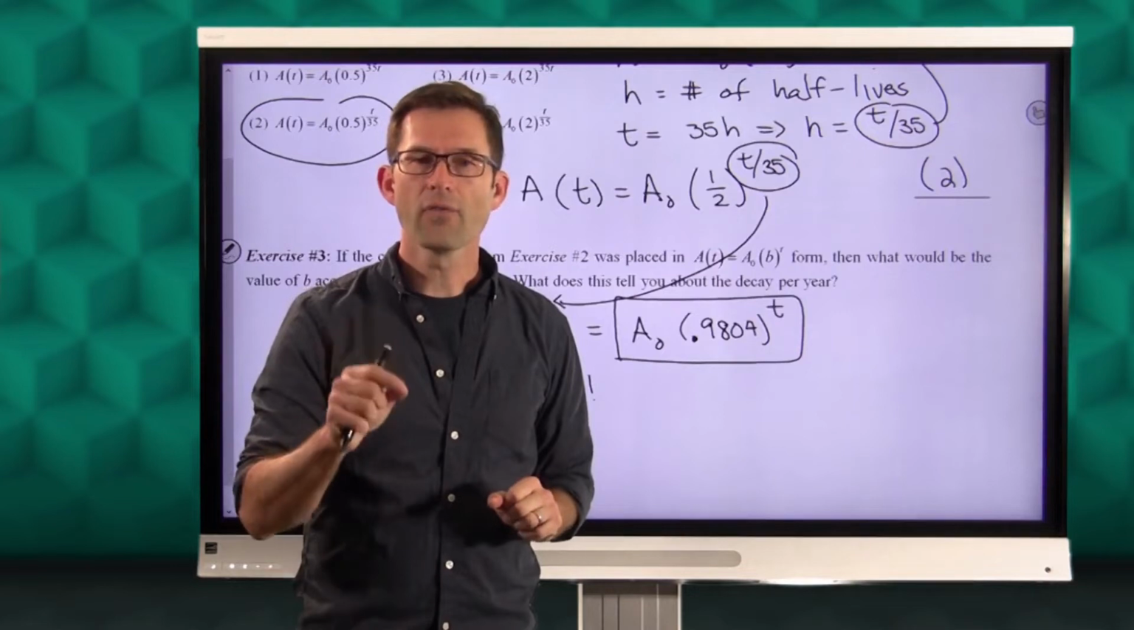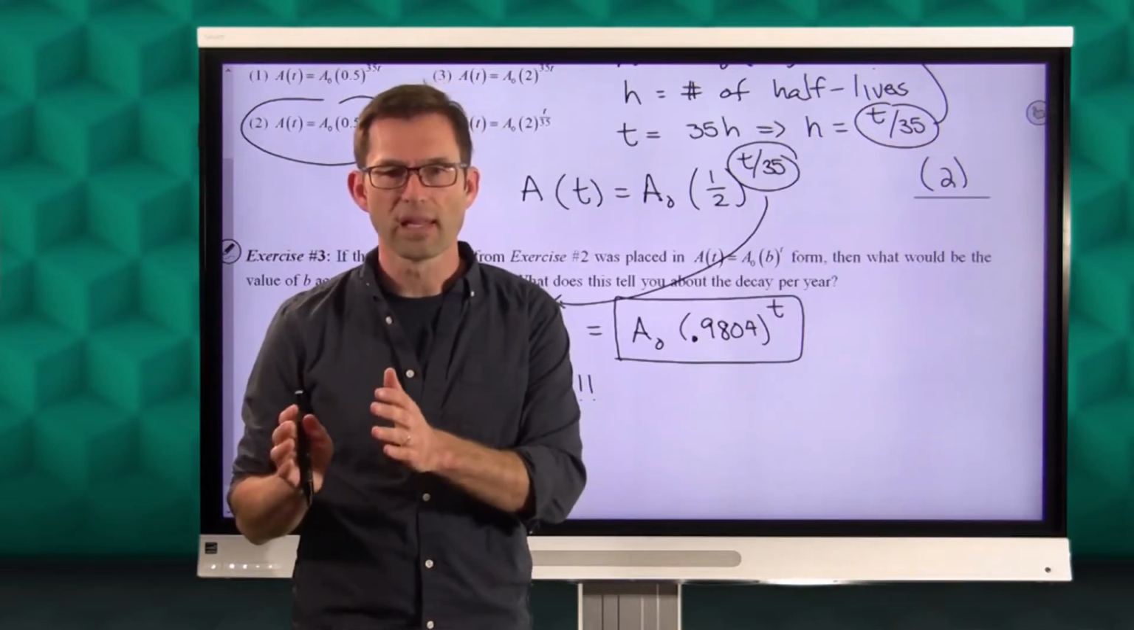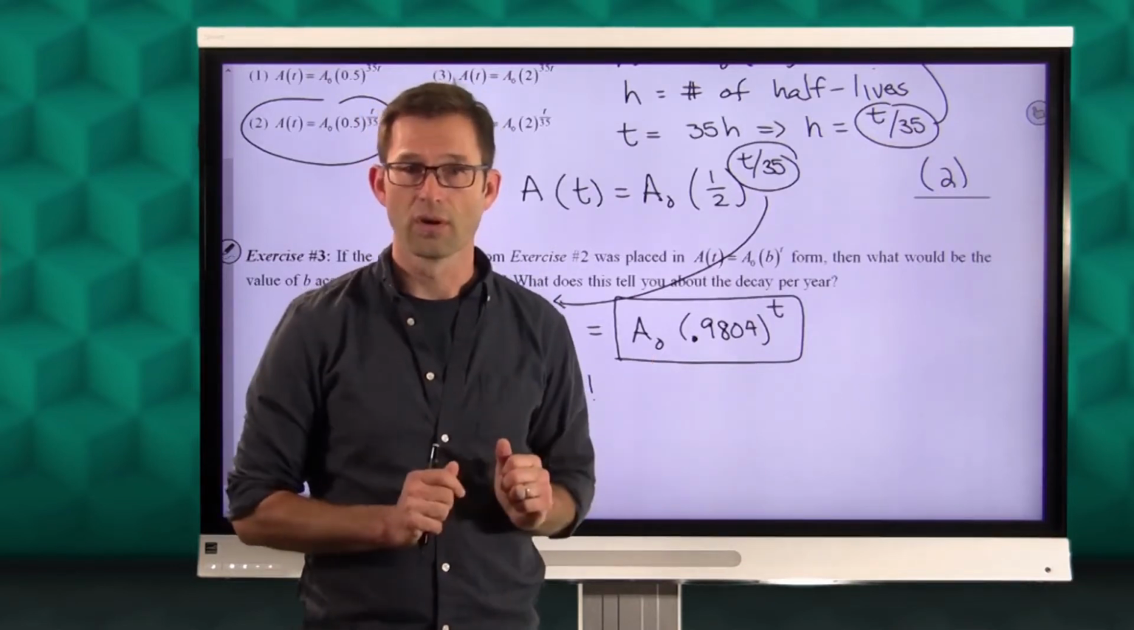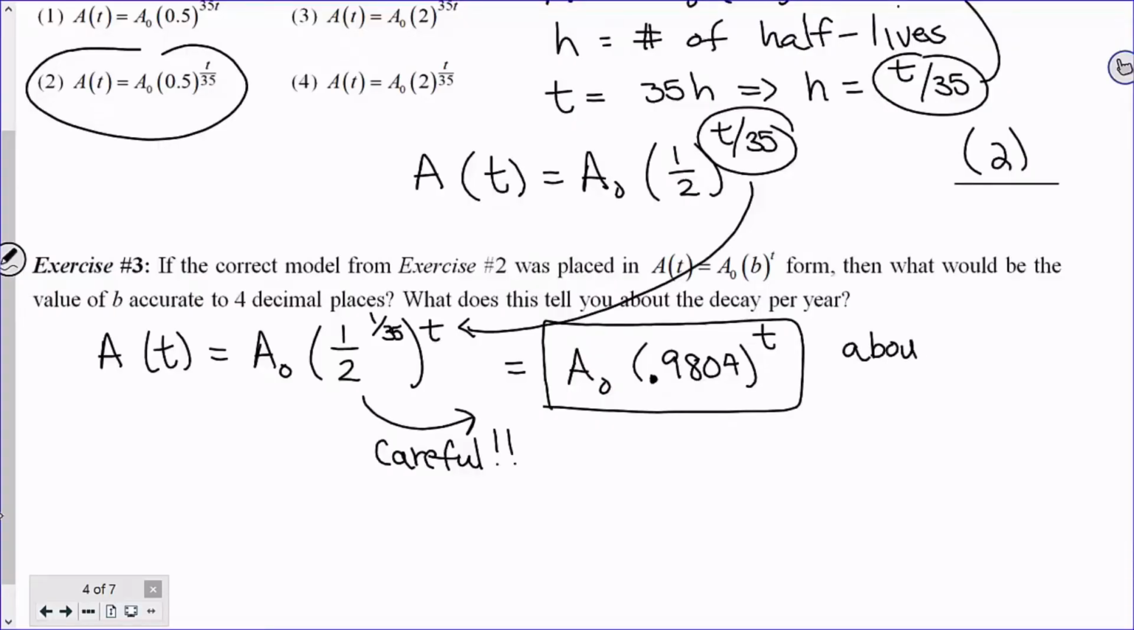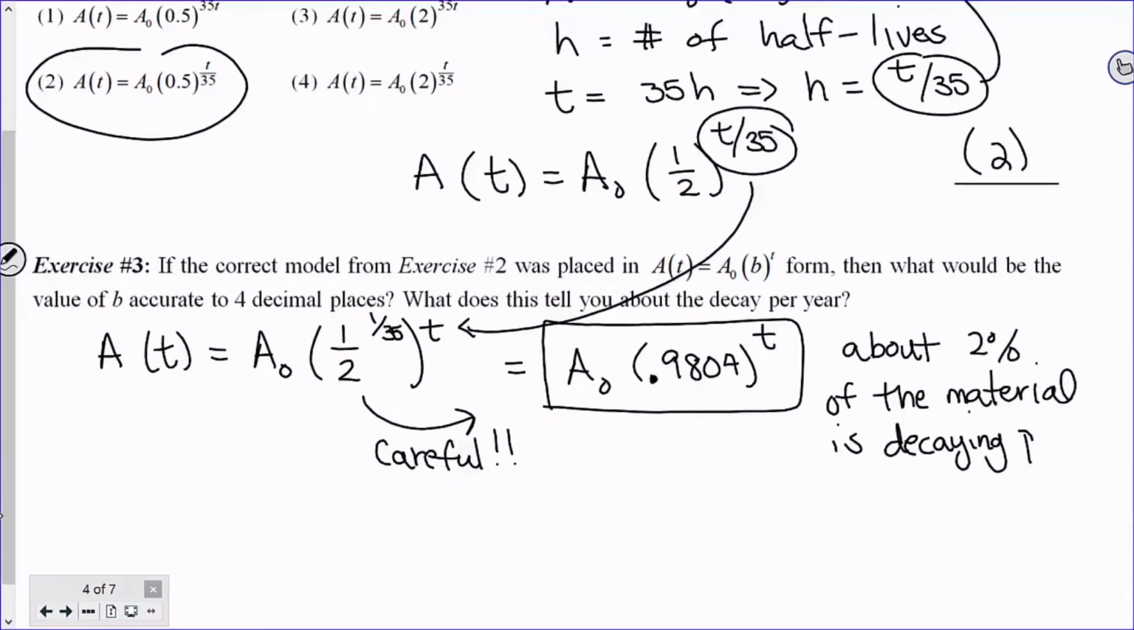What that means is every year we have 98% left of what we had the previous year, which means that about 2% of the material is decaying per year. About 2% is decaying per year.